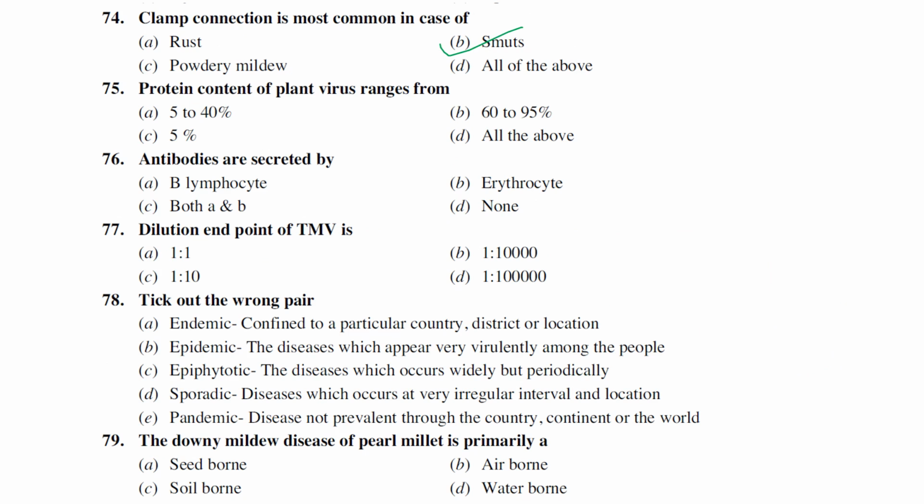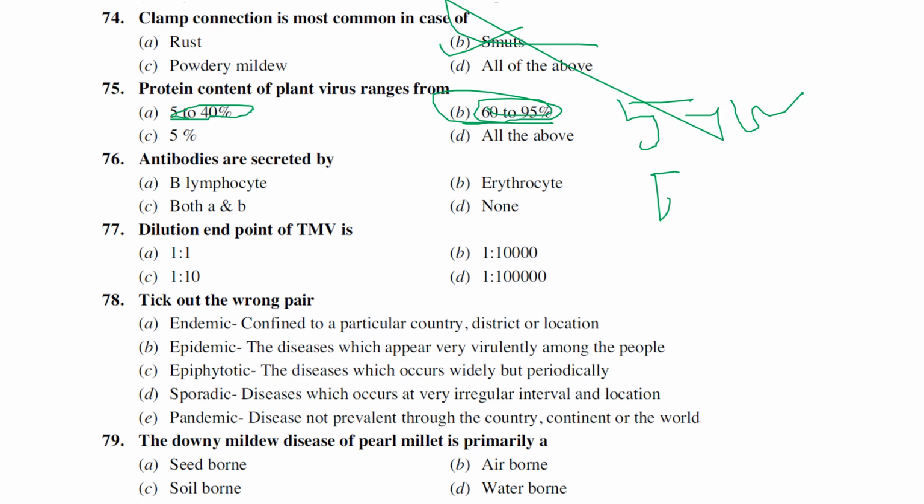And protein content of all plant viruses, I think we have already discussed. The majority of plant viruses contain 5 to 40% nucleic acid and 60 to 90% protein coat. 5 to 40% is the general nucleic acid content, and 60 to 95% the general protein content that almost all plant viruses contain. But there is an exception, the tobacco mosaic virus, which contains 5% nucleic acid and 95% protein coat. Here they are asking the protein content of plant viruses.